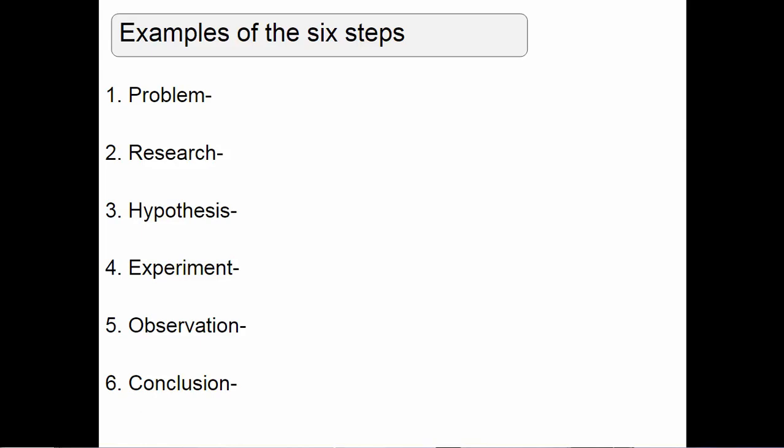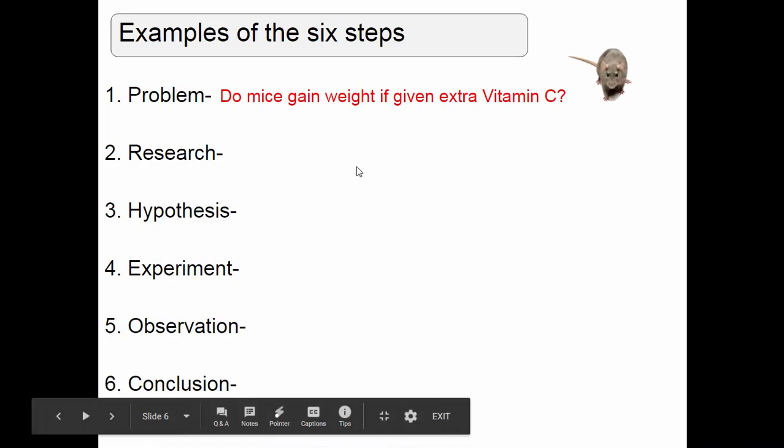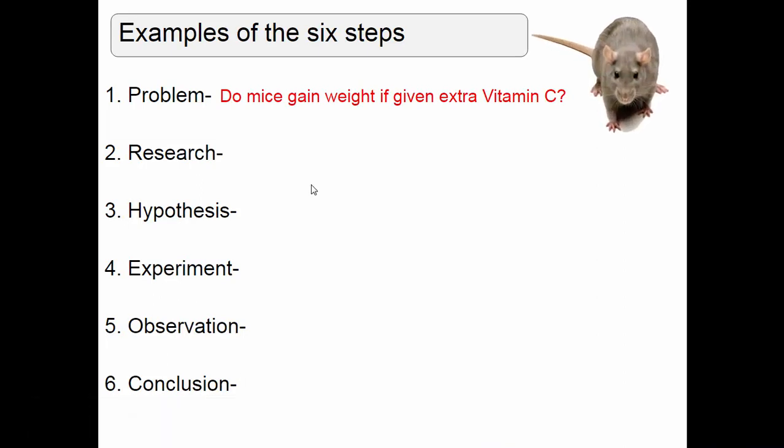So let's start off with an example having to do with mice. Okay. So let's start with a mouse example. So in the problem step, this is when we ask a question. This is when we're trying to figure out what we want to be studying. So let's say the question that we would like to ask is, do mice gain weight if they are given extra vitamin C in their diet? Is that a question you could answer with an experiment? Yeah.